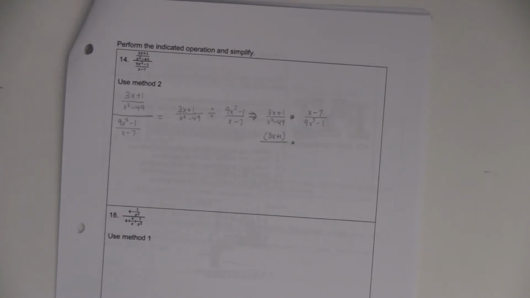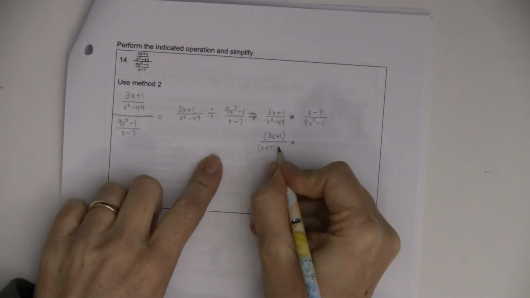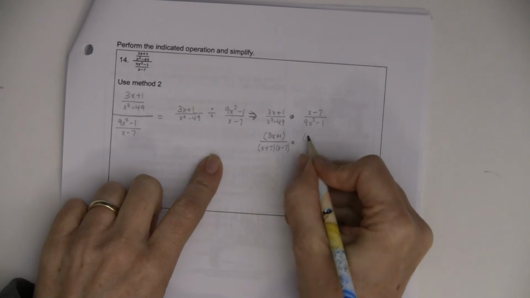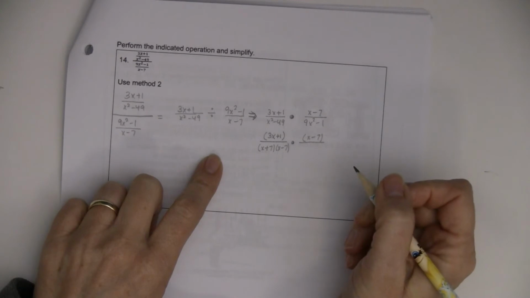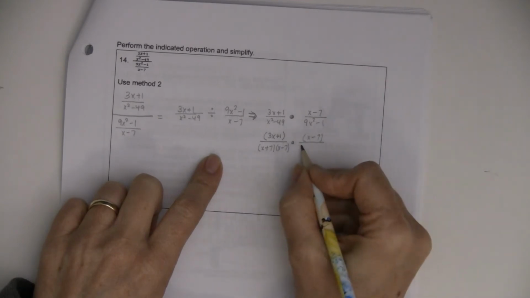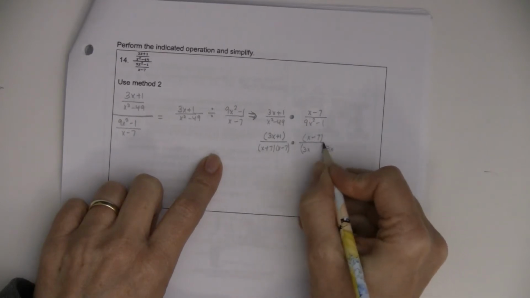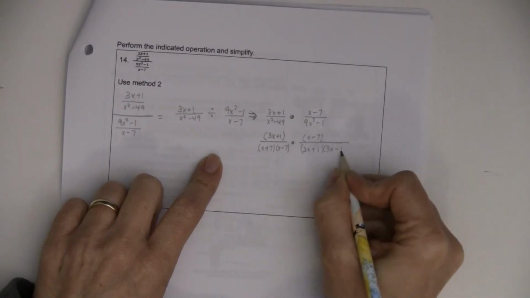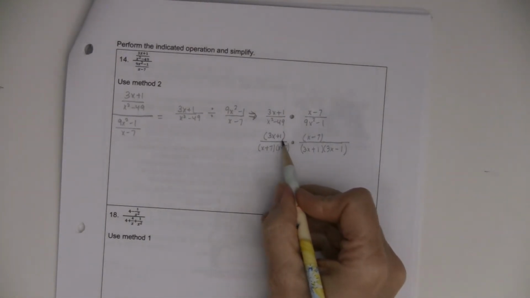And then factor the difference of squares there. X squared minus 49 is x plus 7, x minus 7. And then x minus 7 doesn't factor. And then 9x squared minus 1 is a difference of squares. So 9x squared is 3x times 3x. A difference of squares is an add and a subtract. And 1 times 1.